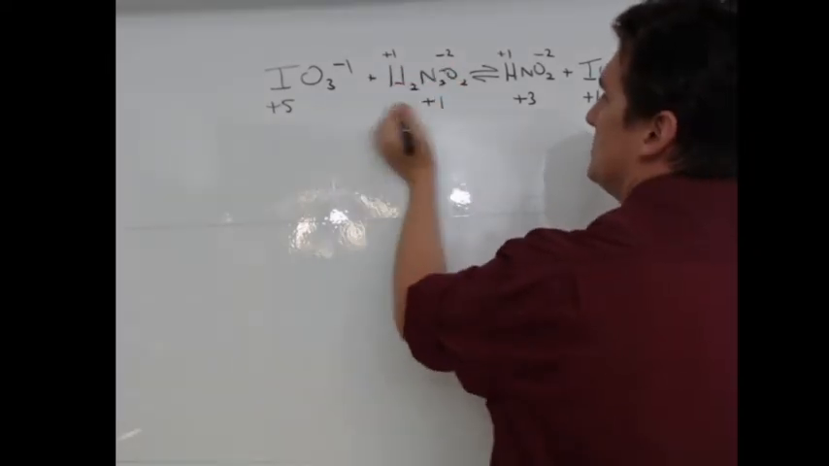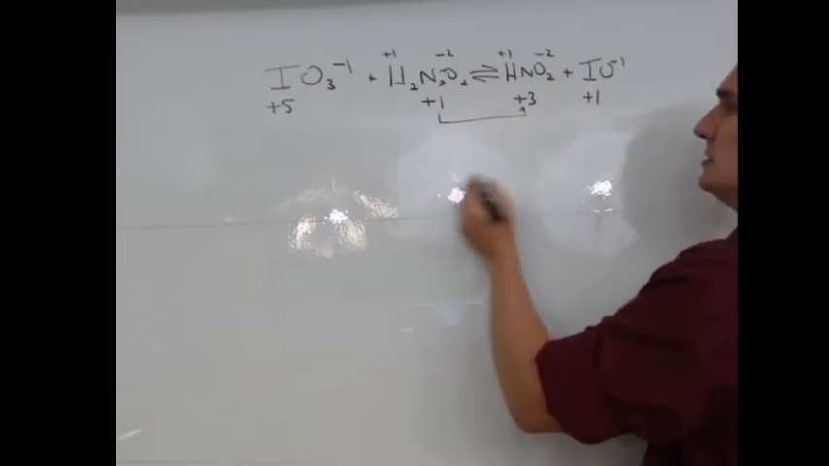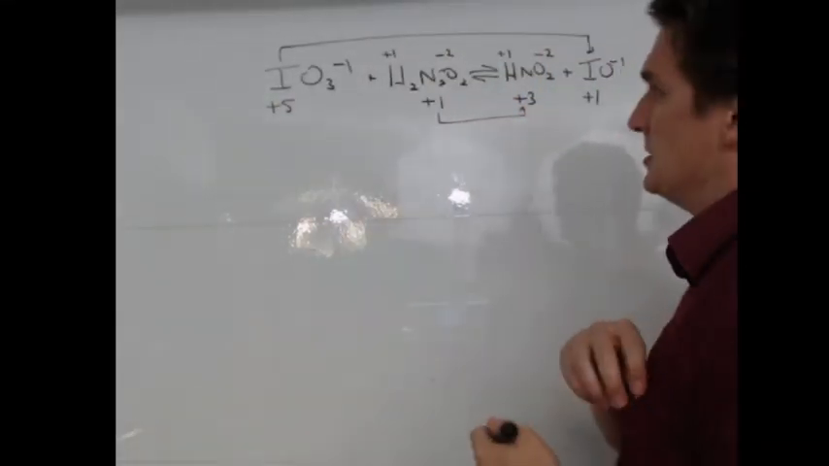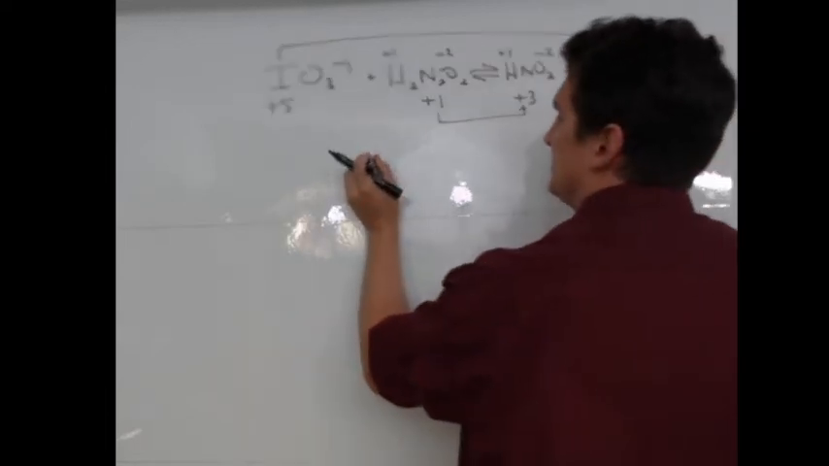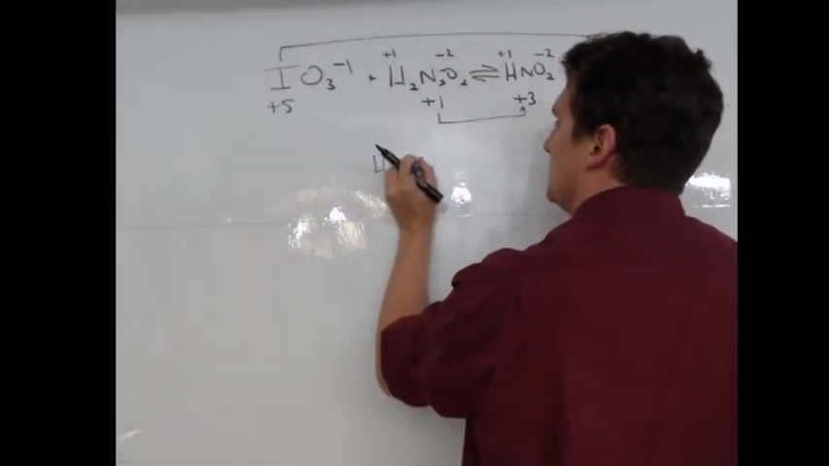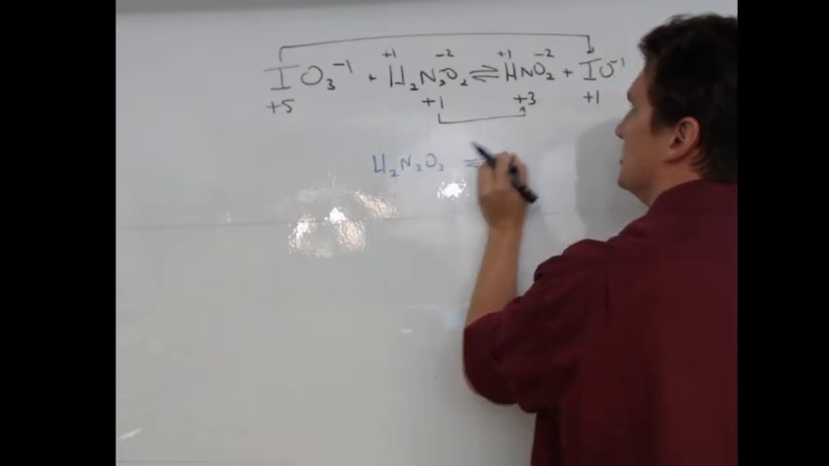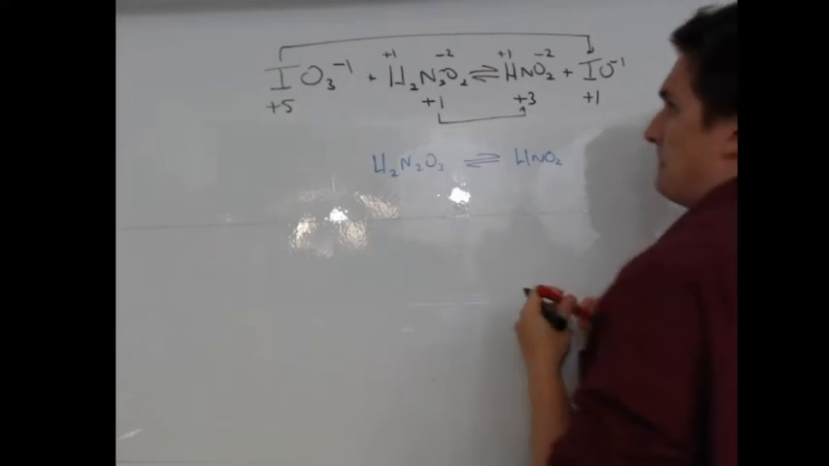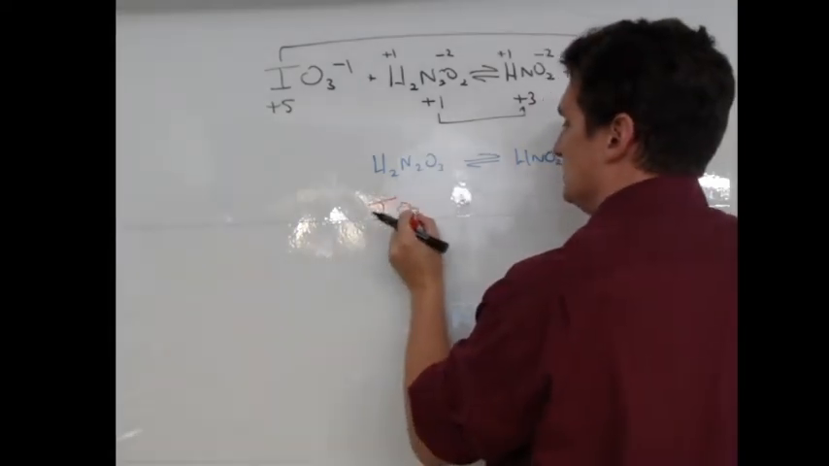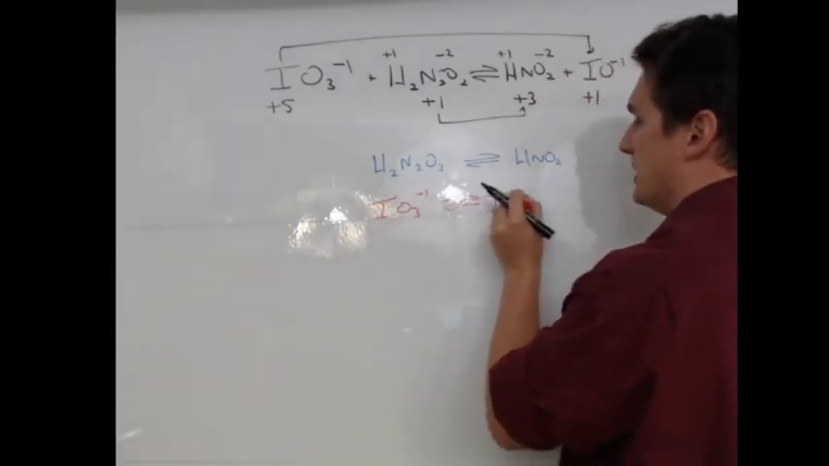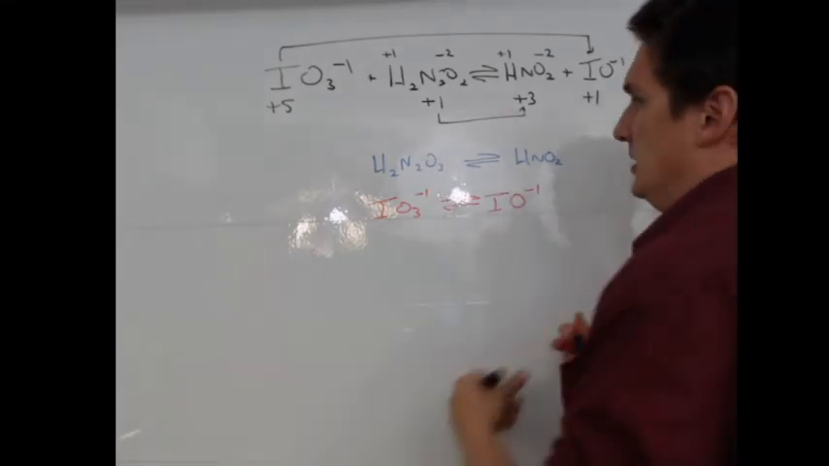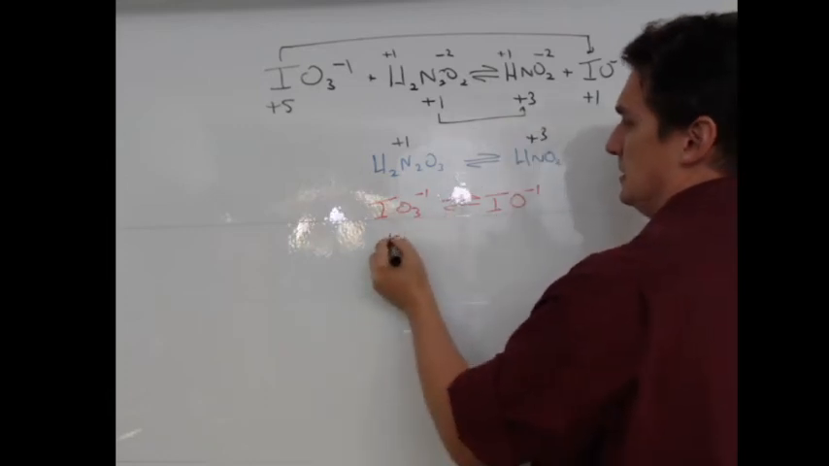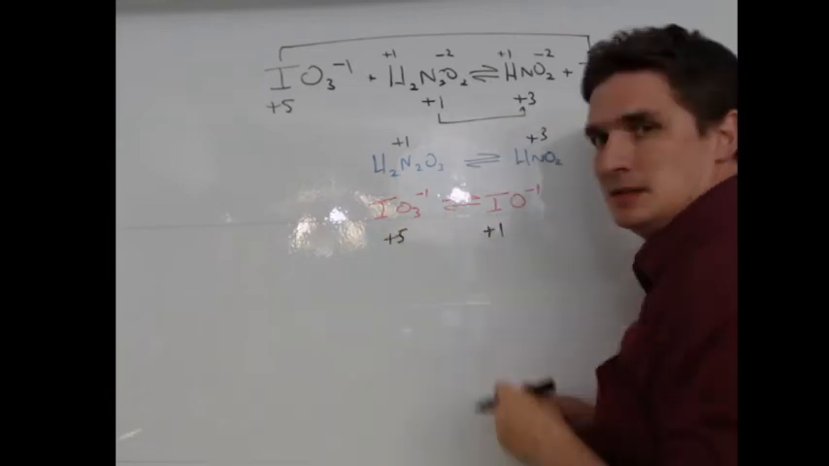So in terms of who's losing, we've got nitrogen losing and iodine gaining. So I'm going to write the two reactions out. We have H2N2O2 going back and forth to HNO2. And we have IO3 going back and forth to IO -1. Charges again, +1, +3, +5, and +1.